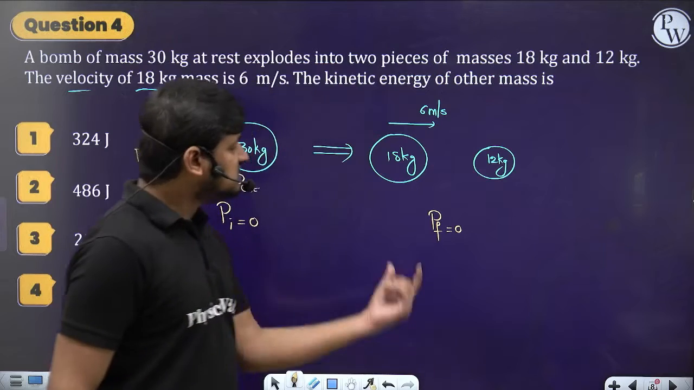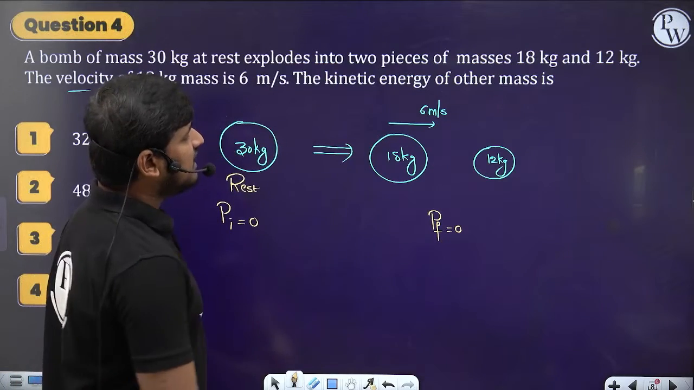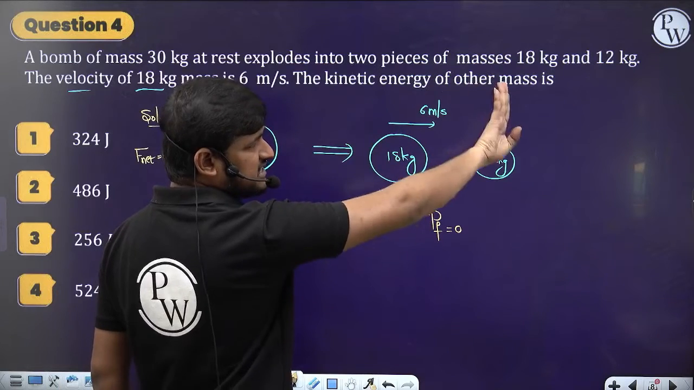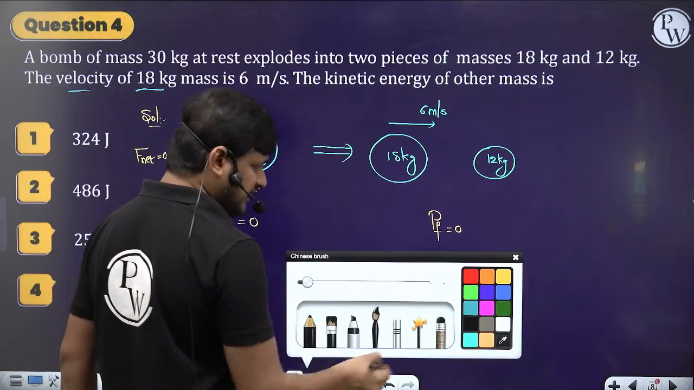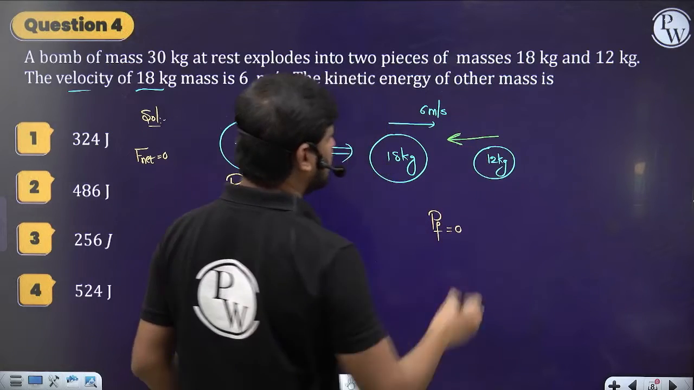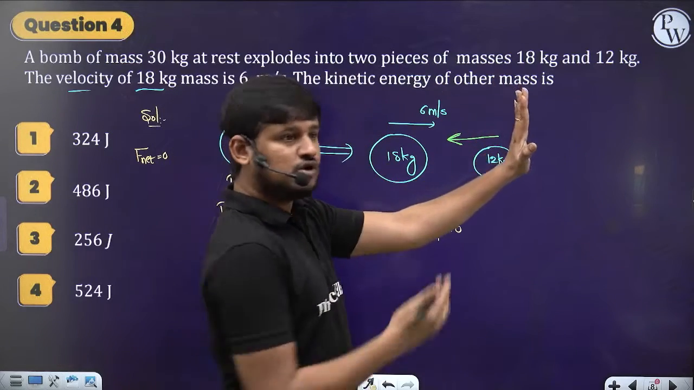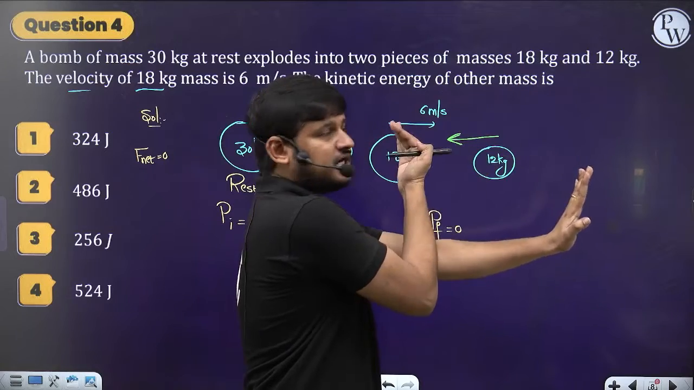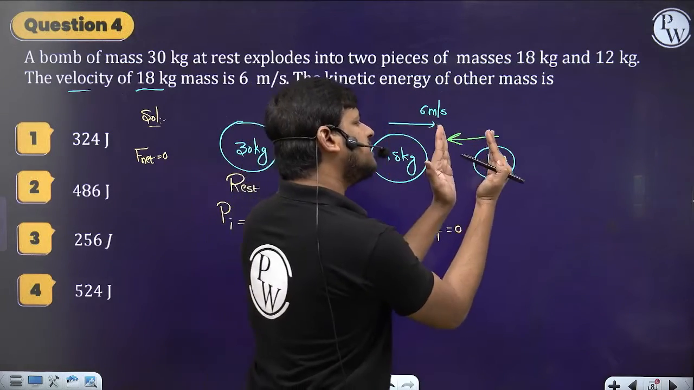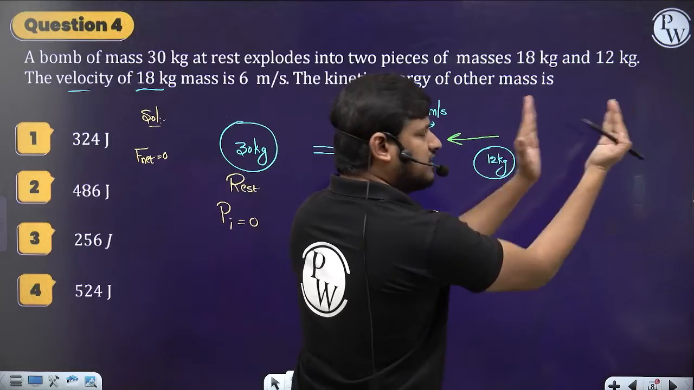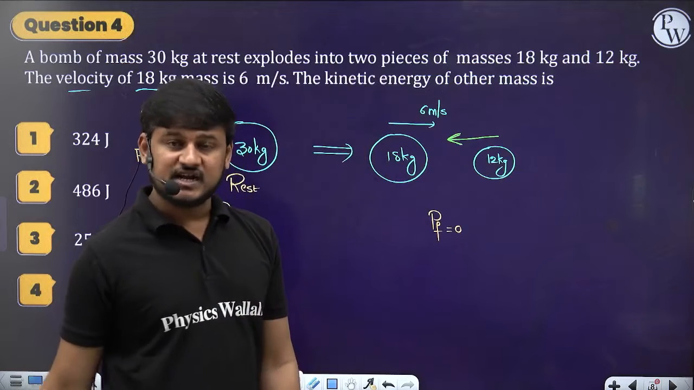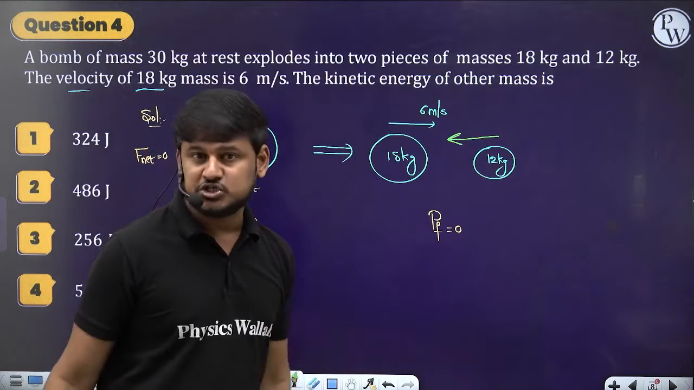So to conserve the momentum, if the 18 kg mass is moving with 6 meters per second to this side, then the simple logic is that the 12 kg mass should move to the other side, because the first momentum is positive, so this one's momentum should be negative. Only then does the final momentum come to be 0. If its velocity is also on this side, the two momenta will be added, right? So the net momentum will not be equal to 0.